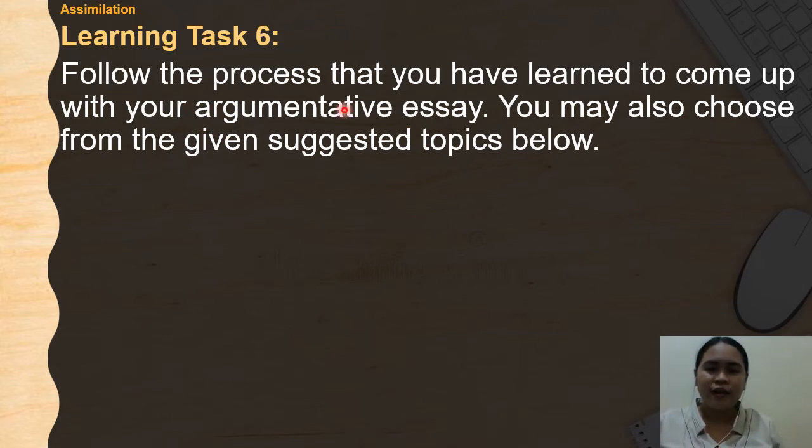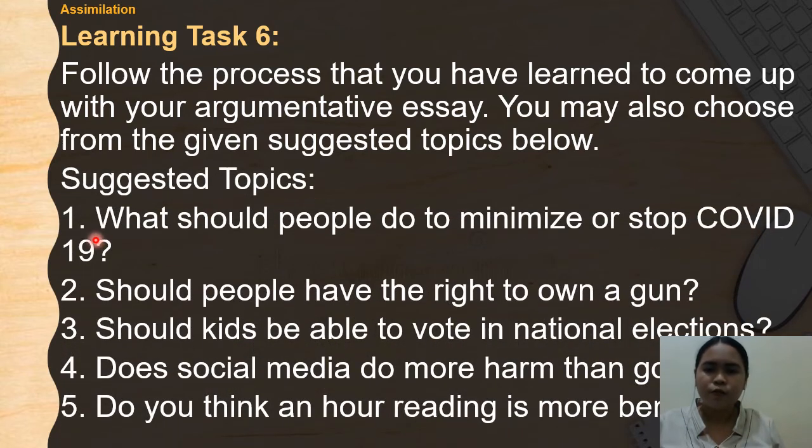So, yung gagawin natin. You may also choose from the given suggested topic below. So, pwede mong gamitin itong mga to. So, pwedeng ito yung maging topic ha. What should people do to minimize or stop COVID-19? Number 2, should people have the right to own a gun? Very timely rin to, no? Napapanahon. Gaya ng sa mga police, diba? Madami ng mga kaso ngayon.